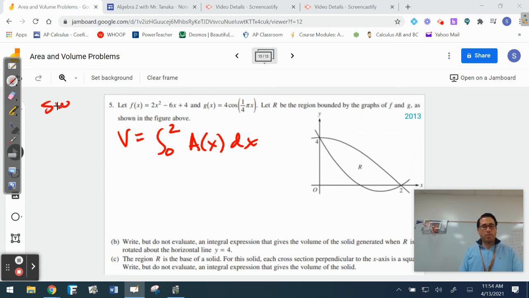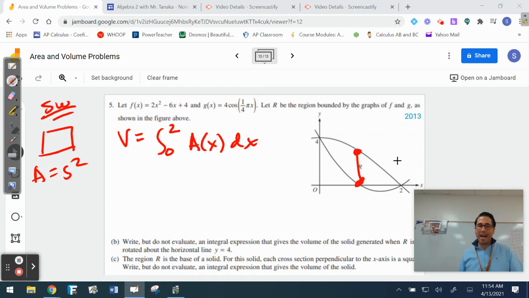Go over here to side work, right? Draw yourself a two-dimensional object. Since it's a square, the area of a square is just side squared. I just need to know what a side is. And a side's just top minus bottom. So it's just g of x minus f of x, right? But make sure you square it. So we get the integral from 0 to 2. I can't believe they don't even make us do the work here.